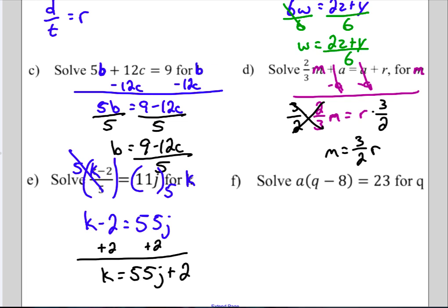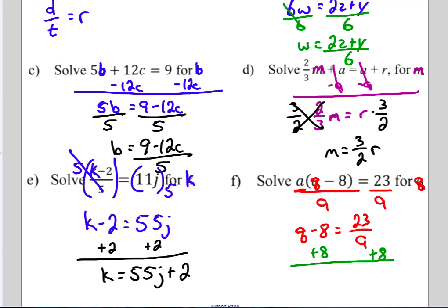I'm using all the steps I normally would, same order I would normally tackle things in. I'm just focused on a different variable each time. So, last one on this side, I'm solving for q. So that's the one I want to focus on. Well, they're multiplying by a, so I'm going to divide both sides by a. So I'm left with q minus 8 equals 23 over a. Then I need to get rid of the 8, so I'm going to add 8 to both sides. And I get q is equal to 23 over a plus 8. I'm just kind of undoing each of those layers as I work my way through the problem.